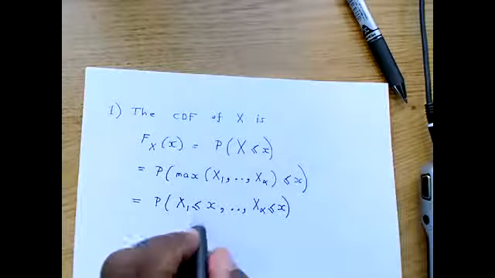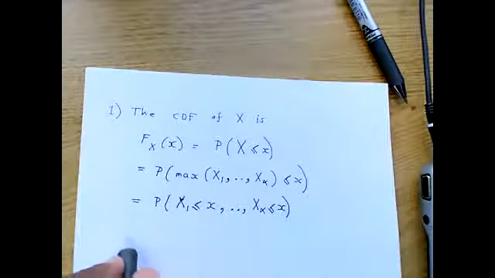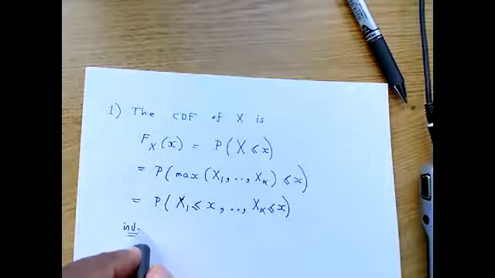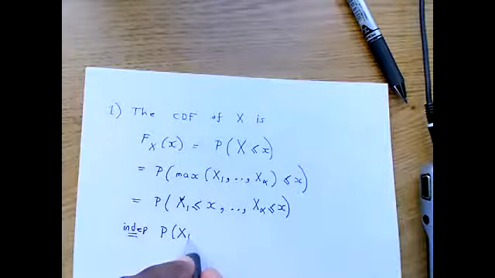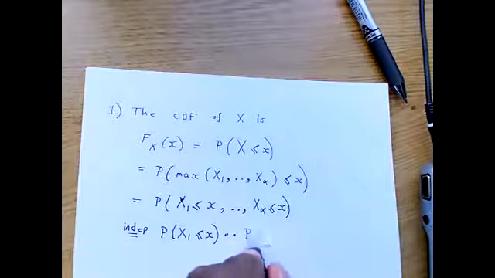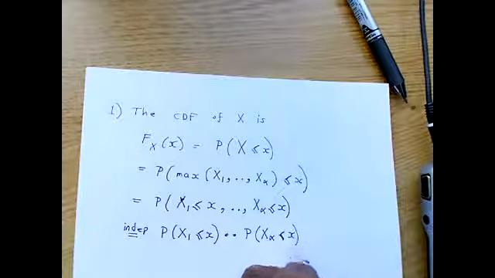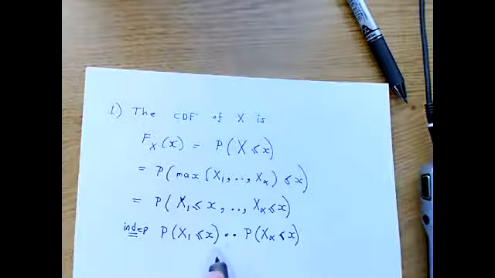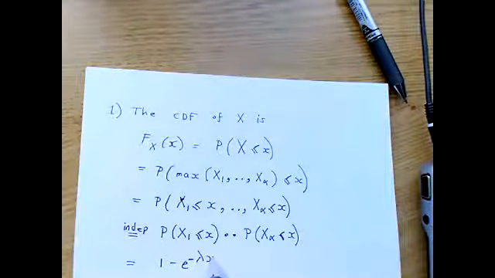Okay. But now, because we are assuming these are independent variables, using independence, we can write this as the probability that x1 is less than or equal to x, up to the probability that x alpha is less than or equal to x. Now we are assuming that each of these is an exponential random variable with parameter lambda. So this guy is the CDF of exponential with parameter lambda, which I'm sure you guys know is equal to this.